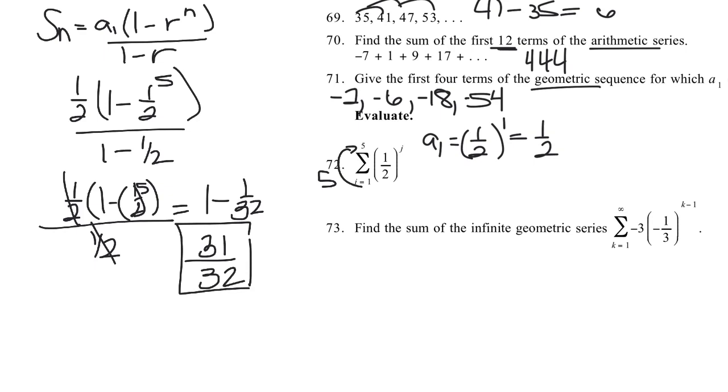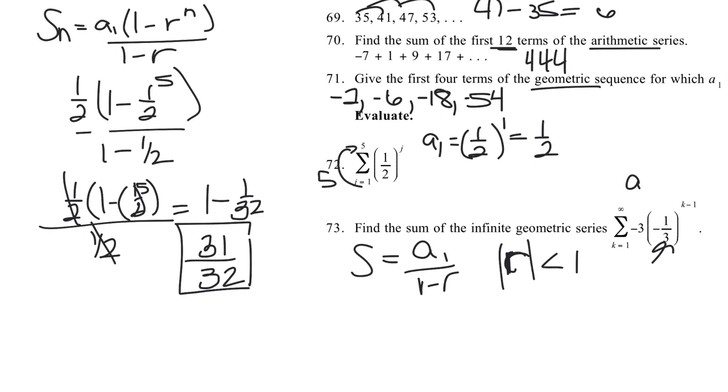And 73, find the sum of the infinite geometric series. Infinite is S equals a1 over 1 minus r, but r has to be between -1 and 1. So if the absolute value of r is greater than 1, then there's no sum. But r is -1/3, so we're good. The absolute value is less than 1. So a1, let's plug it in.